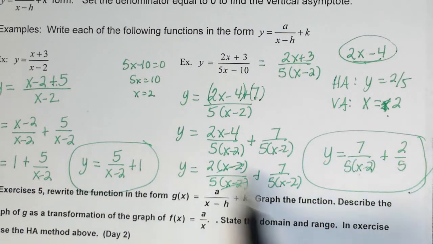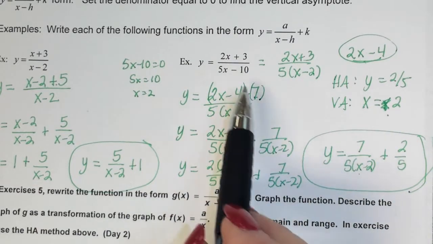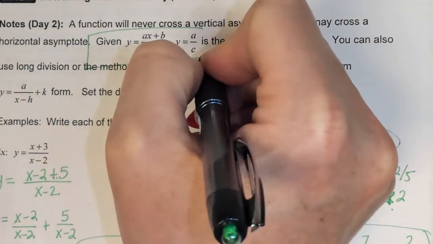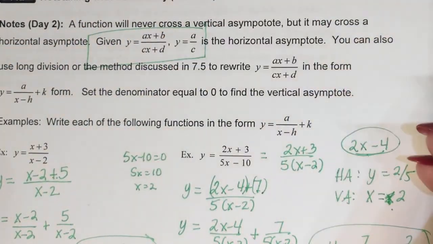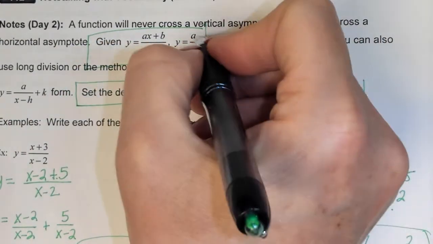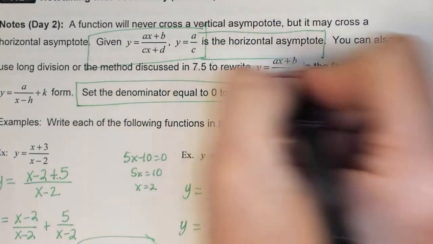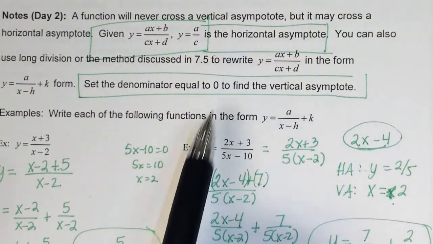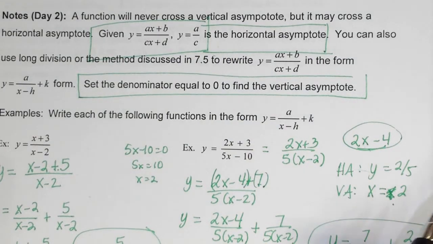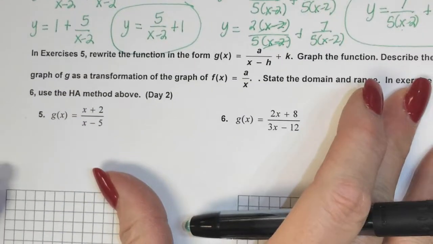So really, all of this is not necessary if we have a difficult problem, because we can just use these rules. So when it's a difficult problem, we're going to use this rule and we're going to use this rule. This one up here to find the horizontal asymptote, this one down here to find the vertical asymptote, because that's going to be a lot faster. All right, let's go down here now.